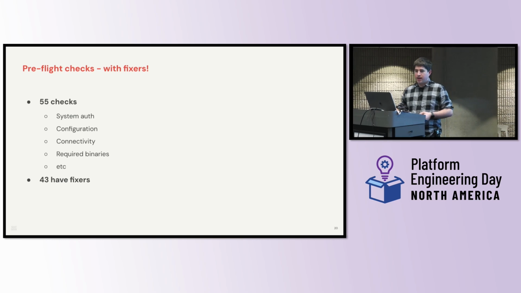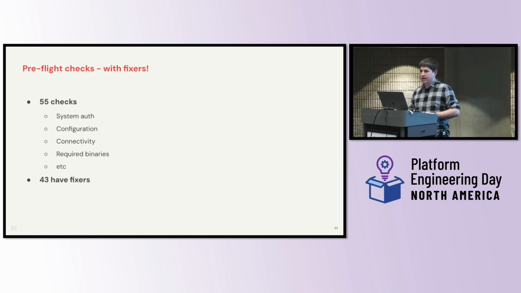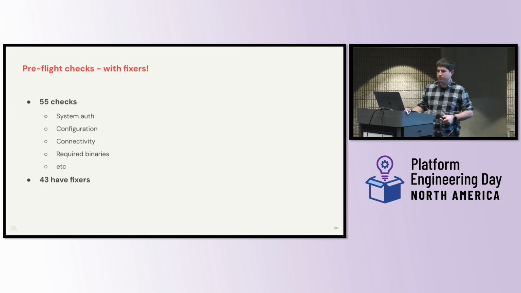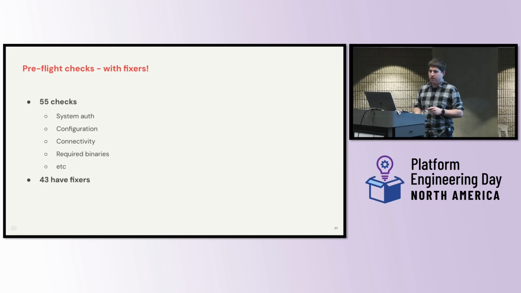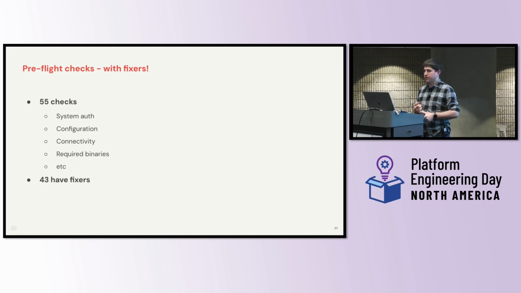In Letsgo, we have, I think, 55 checks last I counted. They can check everything from system auth, configuration, connectivity, required binaries, making sure you have the right versions installed. It'll automatically check those things. And for 43 of those, it'll also automate or semi-automate the fixes.